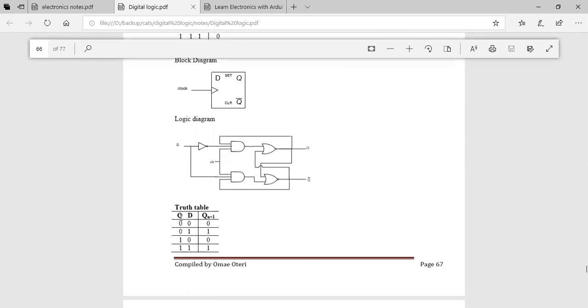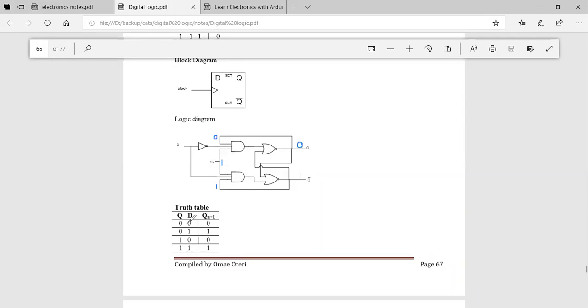Now let's go through the input. We are given Q, and we are also given D, because it has just one input, which is D, and the other feedback input. That's what we combine together. So let's check what happens when we change. When this is 0, definitely this will be 1. We feed back this one, and we also feed back a 1 there. Please note that the clock is always 1.